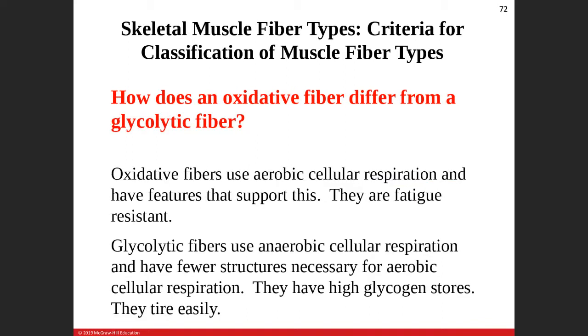Okay. How does an oxidative fiber differ from a glycolytic fiber? Pretty much everything I just described. All right. Oxidative undergoes aerobic cellular respiration. Right. They're fatigue resistant, which means it takes longer for them to fatigue. Glycolytic is going to be anaerobic. Okay. So they are going to lack myoglobin. They will have high glycogen stores, but unfortunately, we burn through that in about 10 to 15 seconds. So they tire quickly. Okay. So those are what we call the fatigable ones.